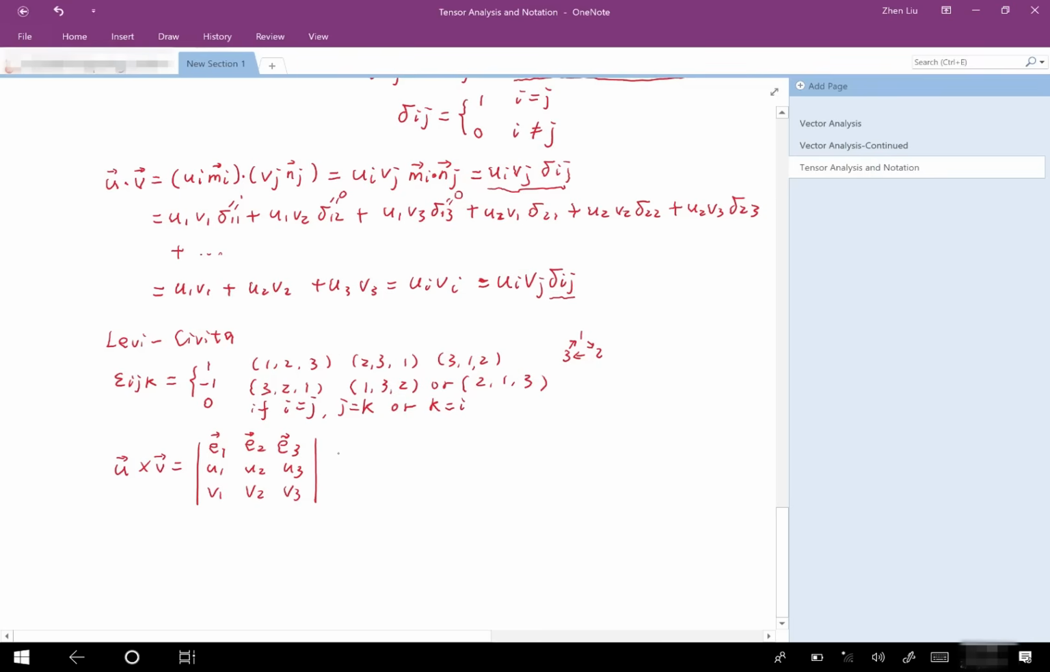That's what we did before, right? Now I show you guys a new way. The new way is a simple way to write down a cross product. It's very simple. It's like u_i v_j epsilon_ijk, and sorry, there's another thing here, e_k.